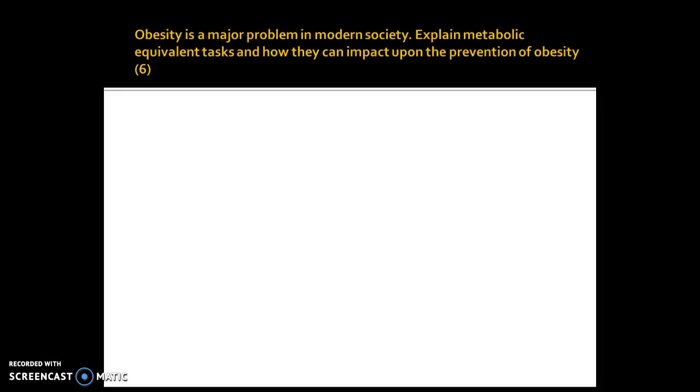I can tell you now, if you want a MET to go in, invasion game METs are somewhere around 7 METs. Okay, so for an invasion game, for football, rugby, netball, basketball, hockey, you have got a MET value of 7. However, this question is saying obesity is a problem. What are METs, and how can they impact upon the prevention of it?